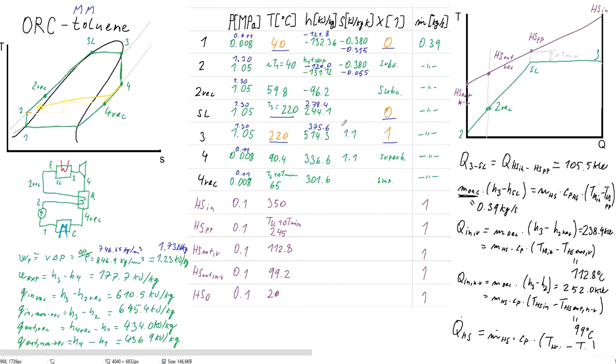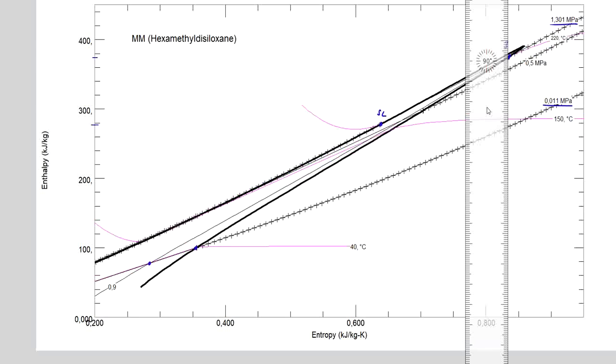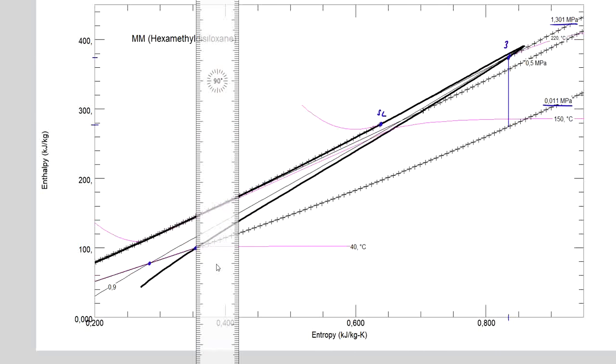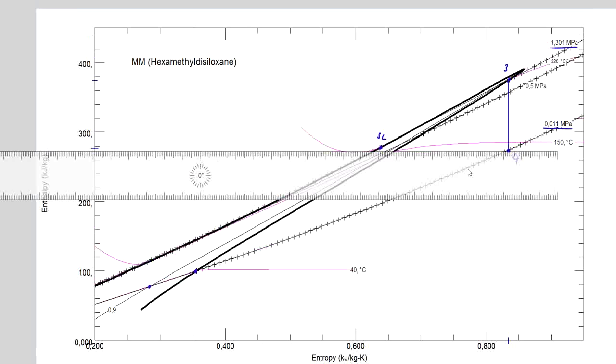Now also here we need to get the entropy, which is over here, 0.836, and the expansion line for the ideal expander will be a vertical line like this, where the point 4 will be over here. The enthalpy 4.4 would be here, so you can see very close to the saturated liquid at the high pressure, and it's 275.6.